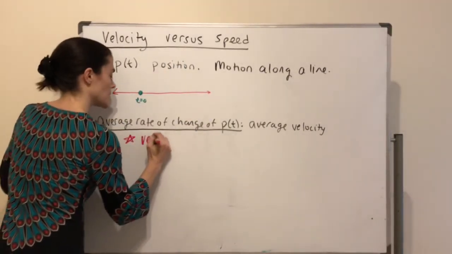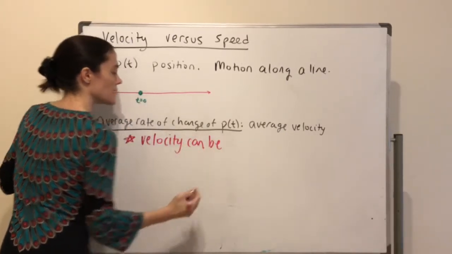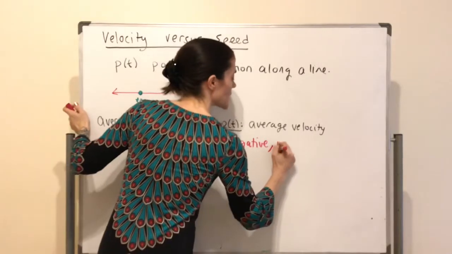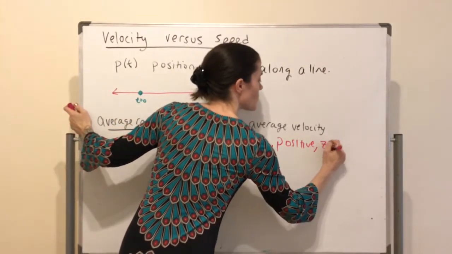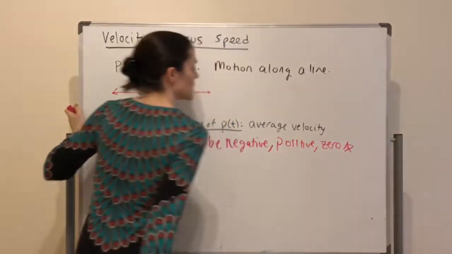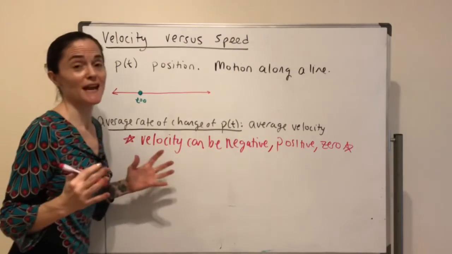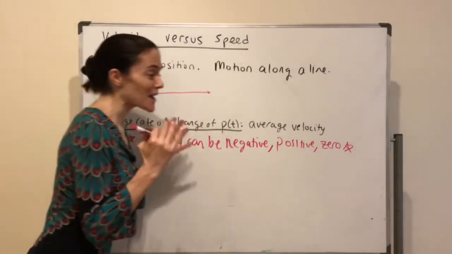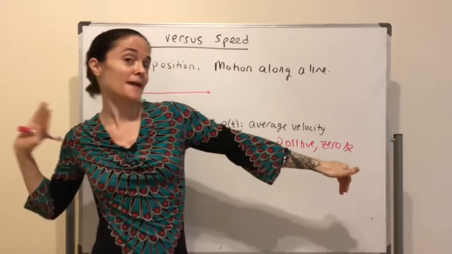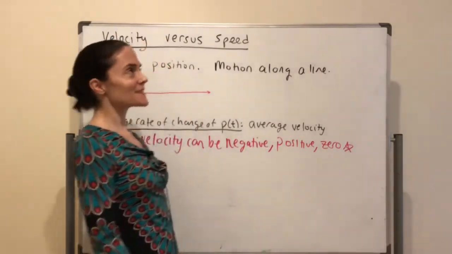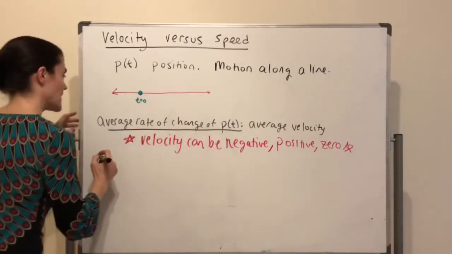So velocity can be negative, can be positive, and it can be 0. Okay? It's just the average rate of change of the position function. Where position can move, you can move in the forward direction of the line or in the backward direction of the line. Okay. What is speed?